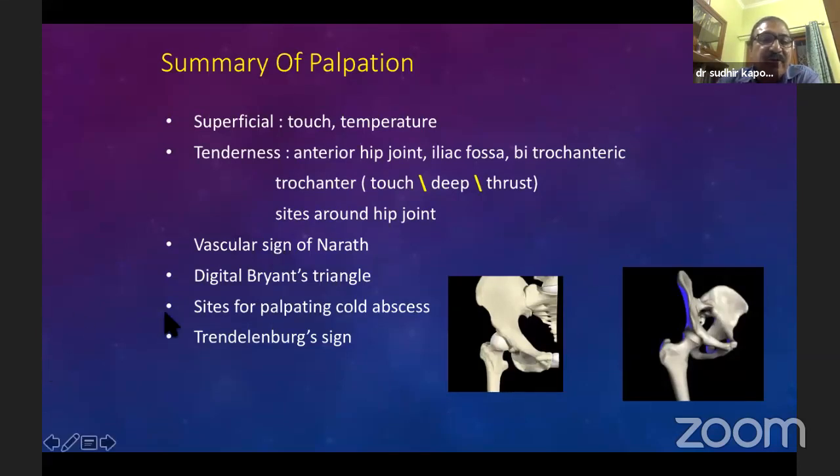Then I've told you about the distal Bryant's triangle, or basically trying to palpate with the help of 3 fingers and trying to find out whether the trochanter has gone up or not. Then I've told you about the sites of palpating a cold abscess, and of course Trendelenburg sign we have done earlier.